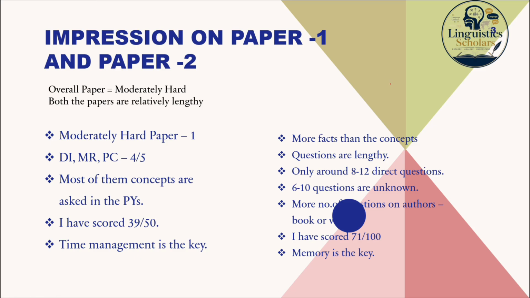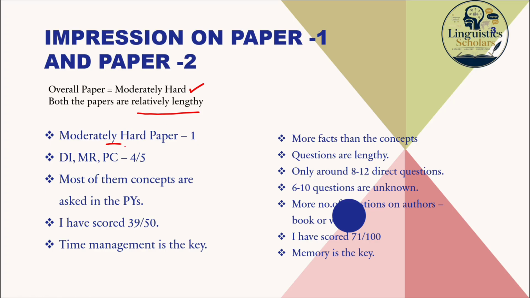Now I'm going to give my impression of both paper 1 and paper 2, because the cutoff completely depends on both the papers, right? So the overall paper is moderately odd. I can say it is maybe moderate, but both papers are relatively lengthy. As a result, I'm saying it is moderately odd.